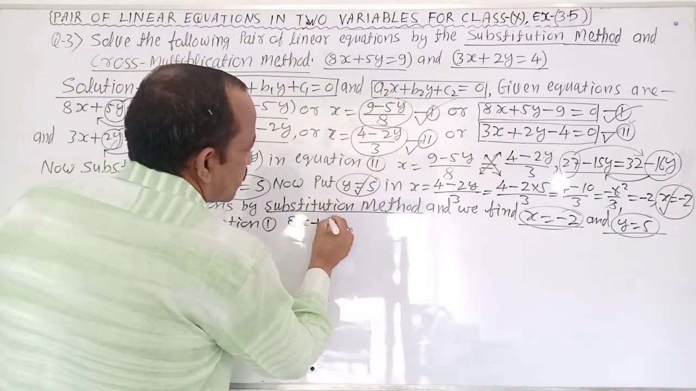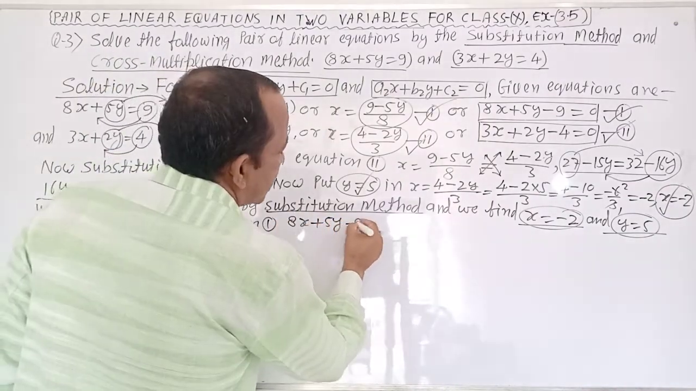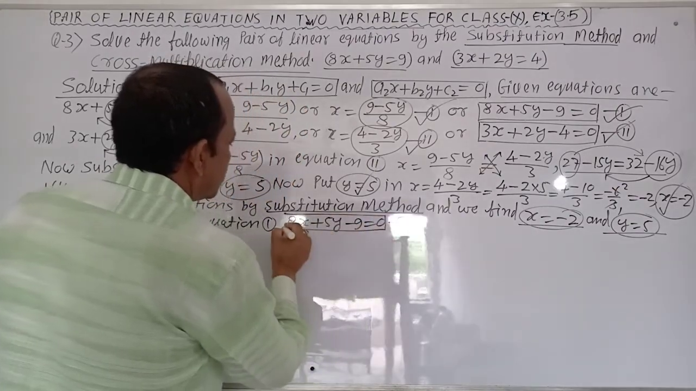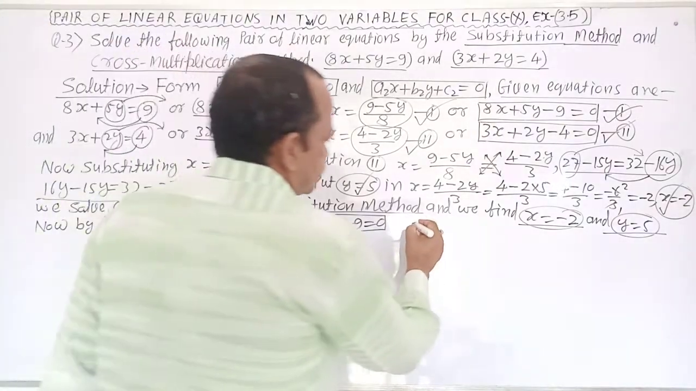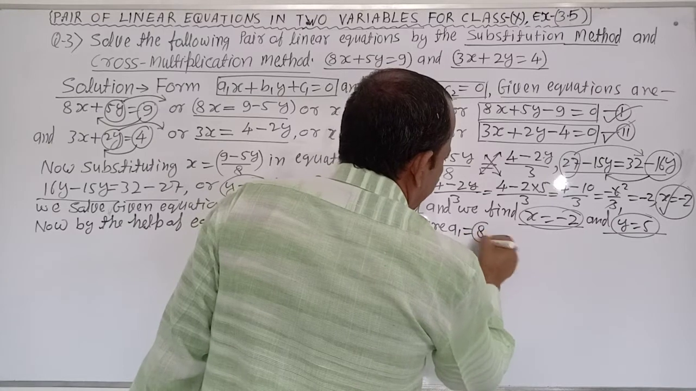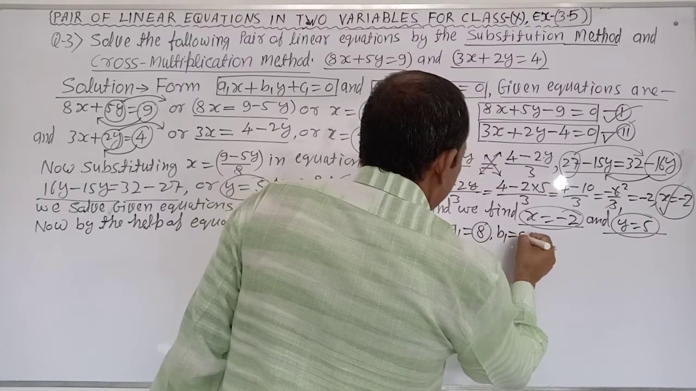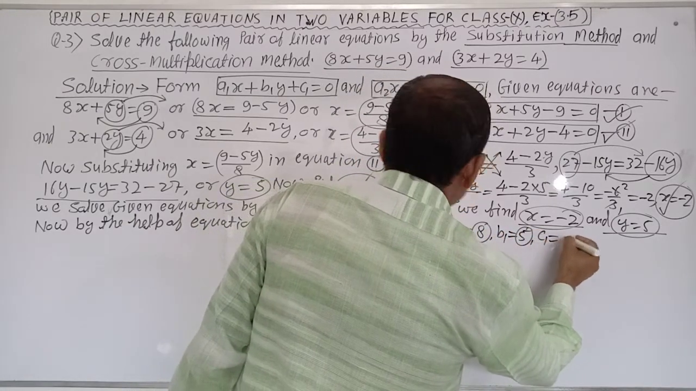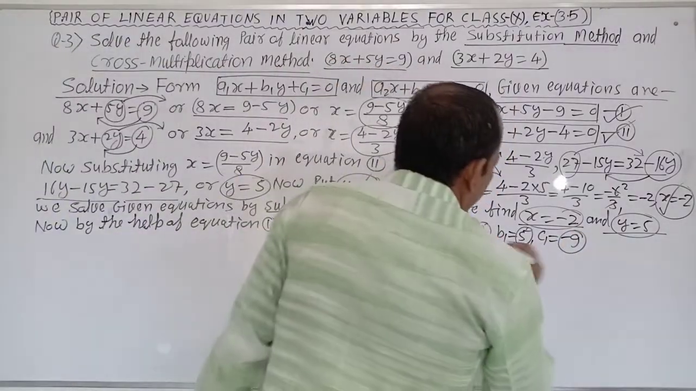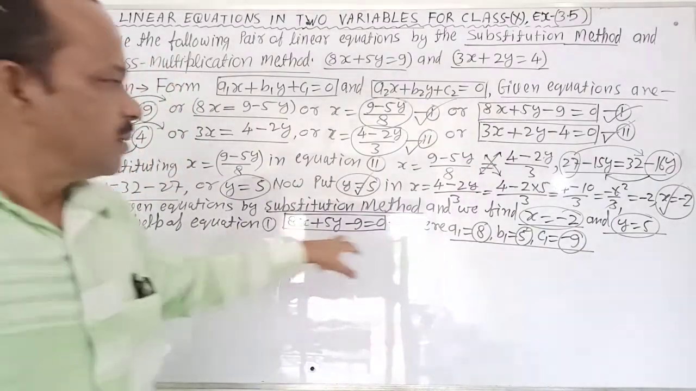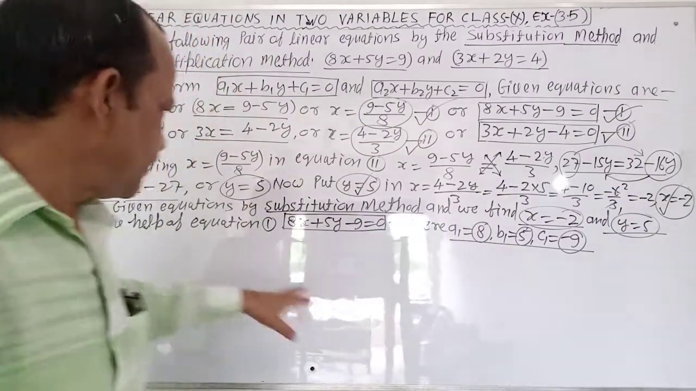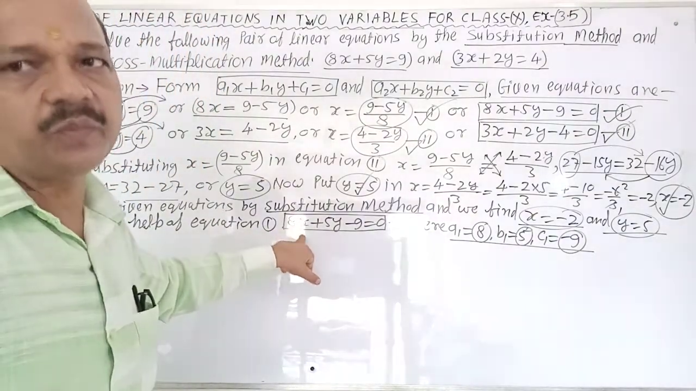8x plus 5y minus 9 equal to 0. Here A1 equal to 8, B1 equal to 5, C1 equal to minus 9. Clear? We find A1 equal to 8, B1 equal to 5, C1 equal to minus 9 by the help of equation first. Clear?